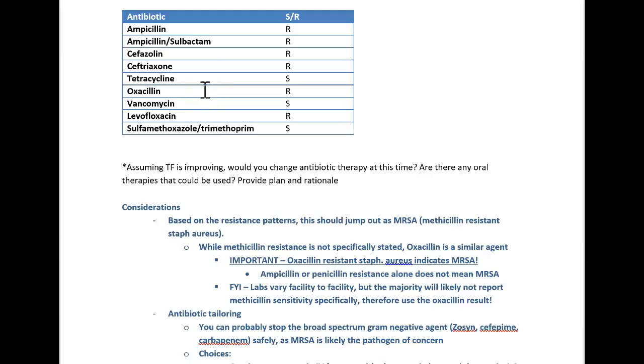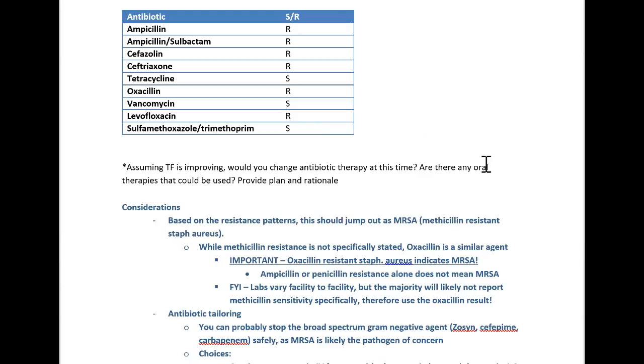So what do we have as options? We have tetracycline, which is susceptible, vancomycin, and sulfamethoxazole-trimethoprim. Hopefully, because of your septic patient previously, you decided to start vanco on him. If you didn't, now would probably be a good time. But we can talk about some of the other options here too.